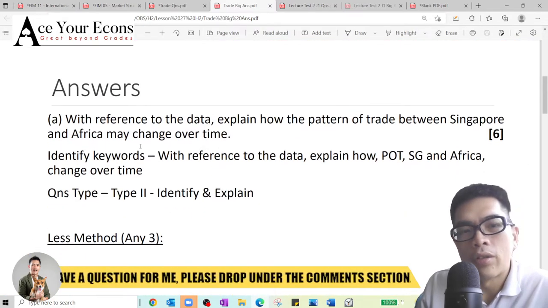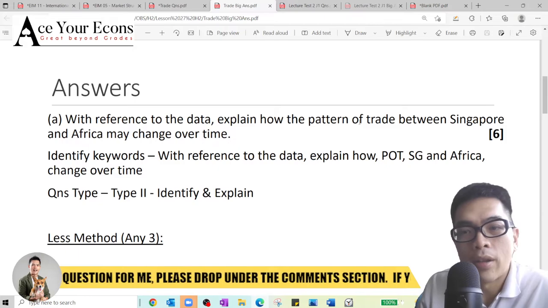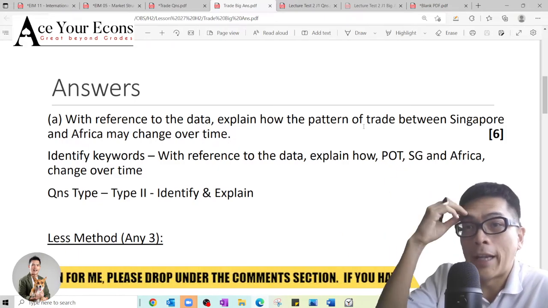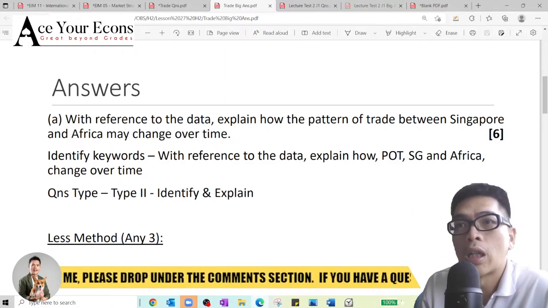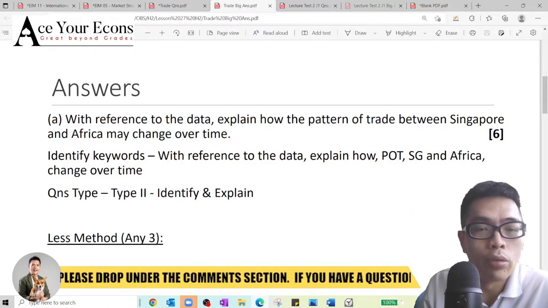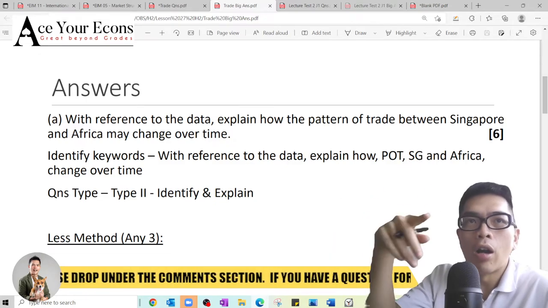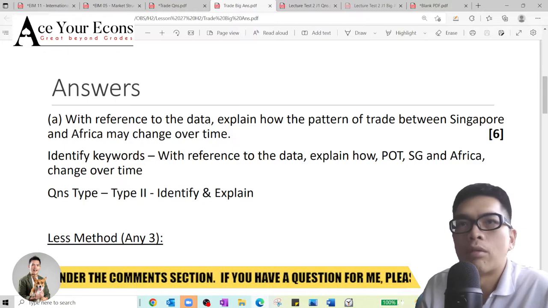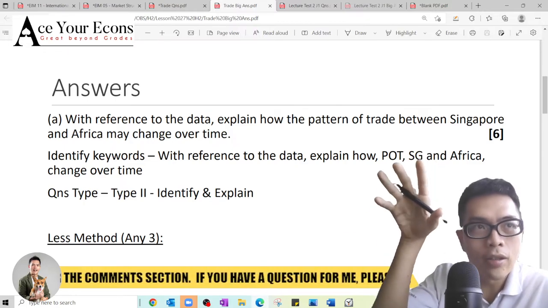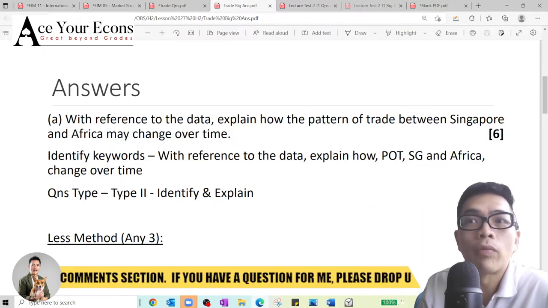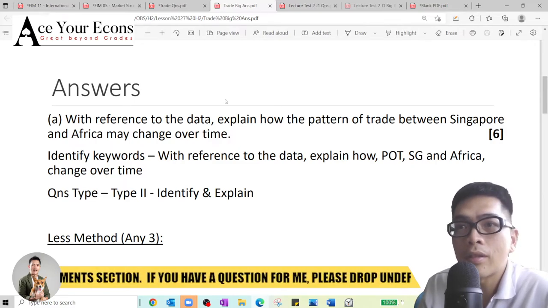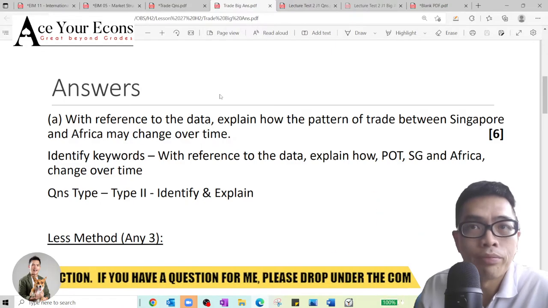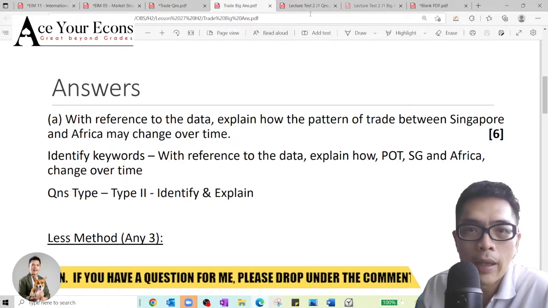So, with reference to the data, explain how the patterns of trade between Singapore and Africa may change over time. We earlier identified that inter-industry trade is going to be used. Let's try: maybe all of you type out one factor each from Fitbit. We understood that inter-industry is tested, right? So which part of inter-industry is used? Which part of Fitbit? Barriers to trade from where? Someone brought up barriers to trade. Are there any barriers to trade?